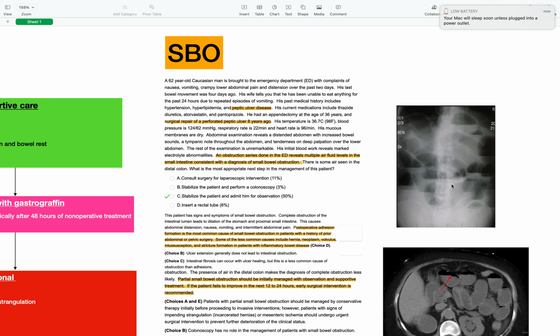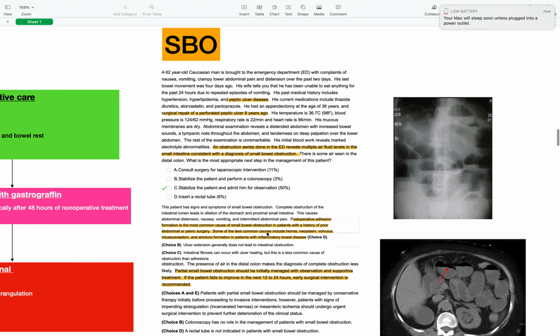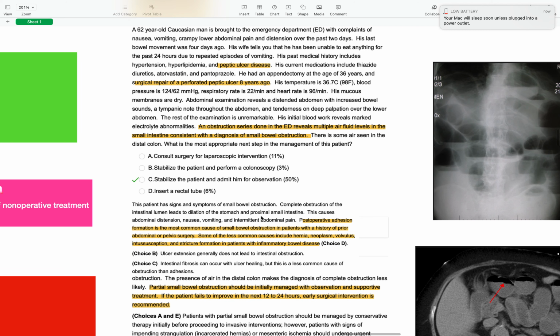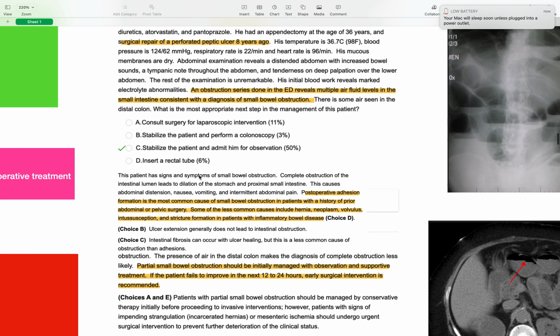So this is the X-ray. The air fluid levels, this is small bowel, consistent with small bowel obstruction. In this case, the next step would be to stabilize the patient and admit him for observation. So what are the clues that direct you towards small bowel obstruction? This patient has signs and symptoms of small bowel obstruction.